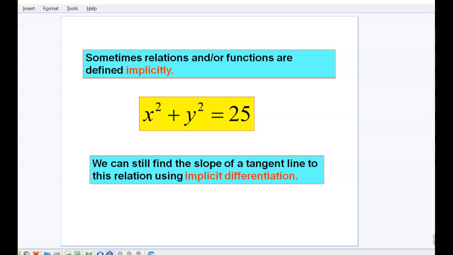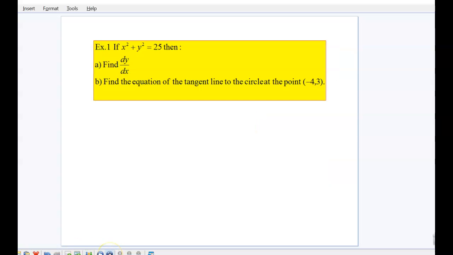But sometimes we'll get relations or functions that are defined implicitly. For example, x squared plus y squared equals 25, which is the equation of a circle with the center at 0, 0 and the radius of 5. We can still find slopes of tangent lines to this relation using a process called implicit differentiation. So let's go through an example, and hopefully we can explain how implicit differentiation works.